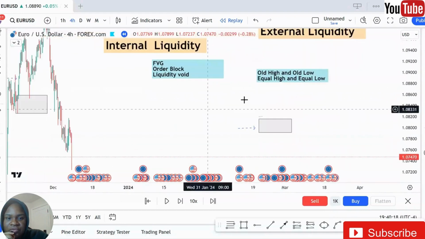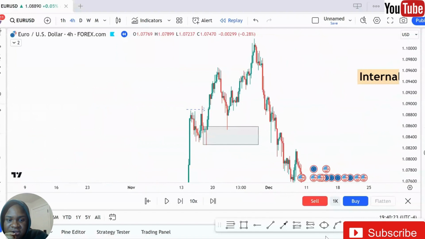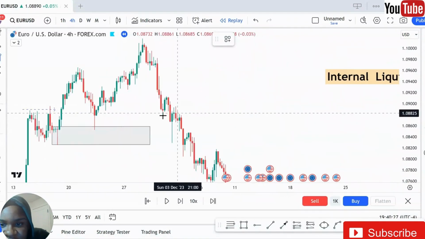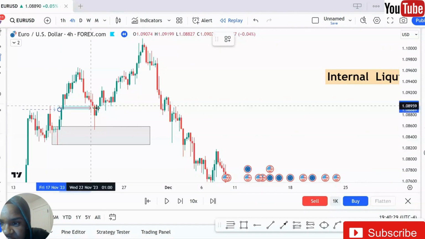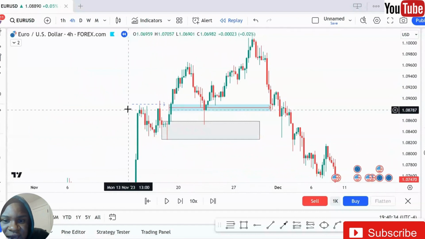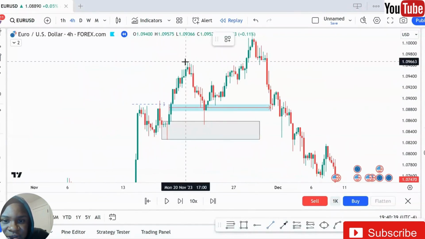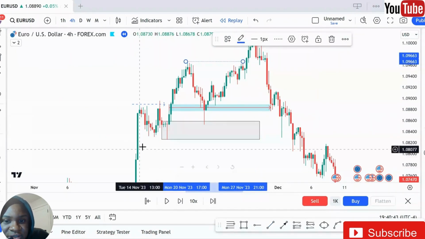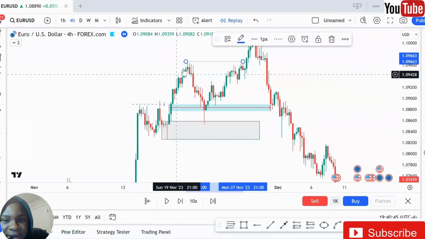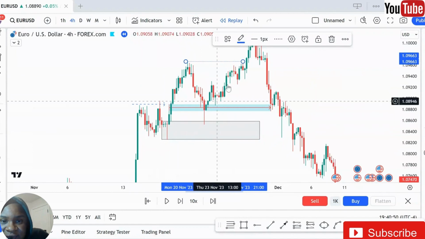Now, the second rule that we have here is what? Fair value gap. Internal liquidity. This is a fair value gap here. You look inside here very well. You can see that. And it came back and what? It took out the external liquidity. Do you see that? There is no liquidity void. So every time market comes in and takes internal liquidity, market is coming back to take external liquidity.